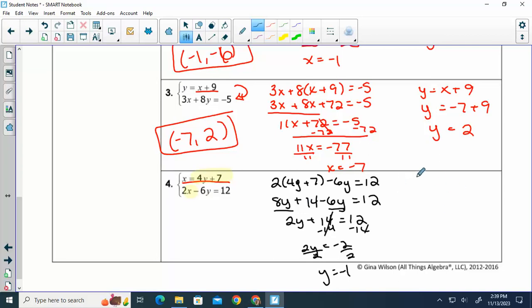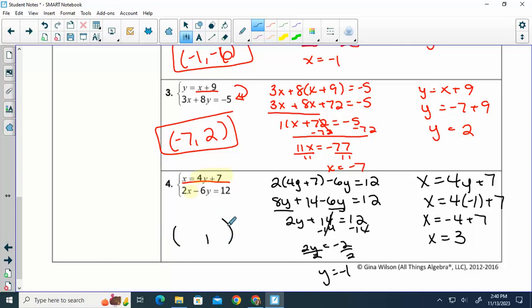So now we can plug it back in. We said x was 4y plus 7. So y is negative 1. And so we get 3. Make sure when you go to write your ordered pairs, it's alphabetical, x comma y. So my x was 3, my y was negative 1. You have to watch that when you plug them in. Are there questions there?